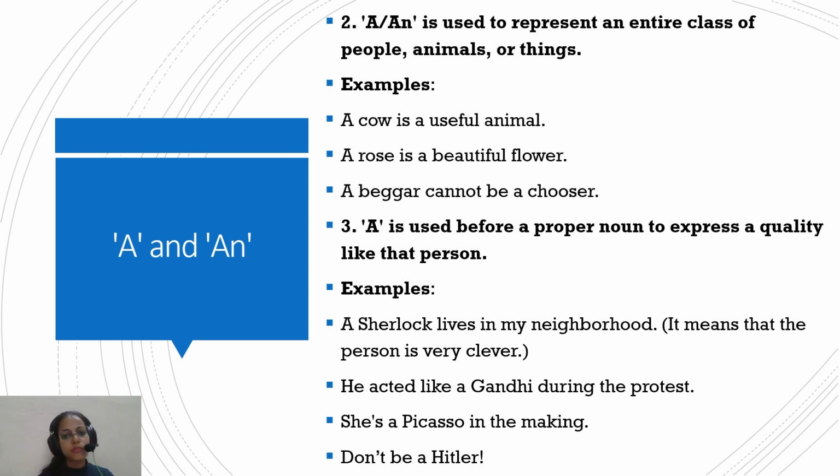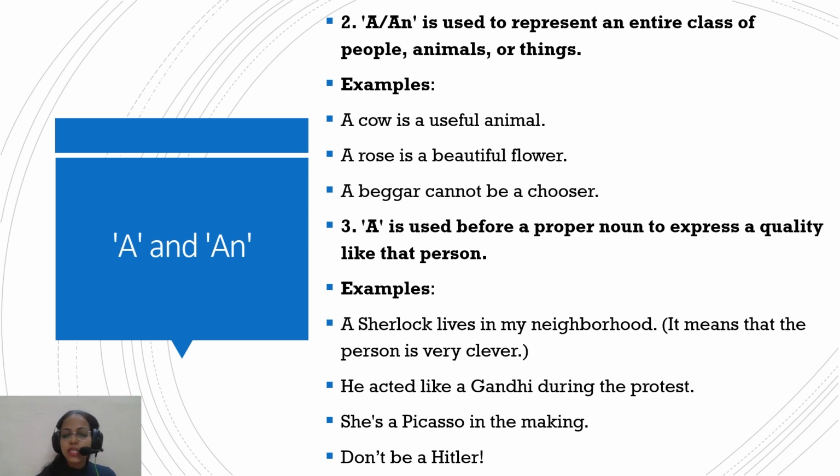Similarly, a rose is a beautiful flower. Here we are referring to the whole species of flower, which is called rose. So a rose is a beautiful flower. A beggar cannot be a chooser. Again, it is used to represent the entire class of people, animals, or things.